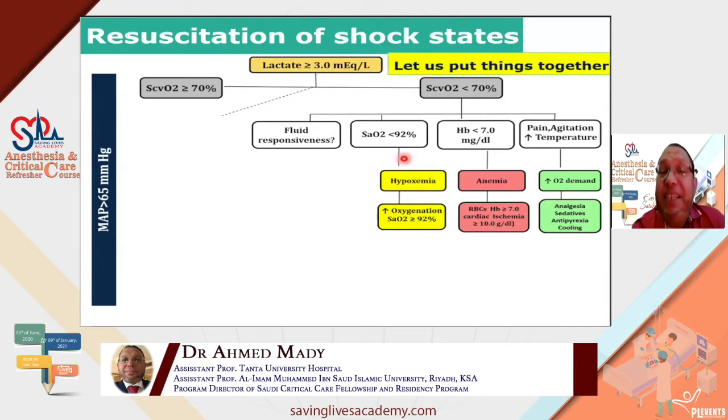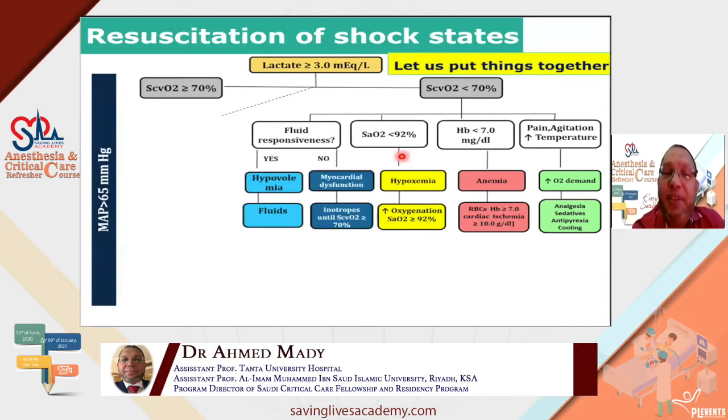If your patient is fluid responsive, give him fluids. If he's not fluid responsive, give him inotropes, until the central venous oxygen saturation goes higher than 70. Please take it one by one: from sedation, anemia, hypoxemia, then fluid responsiveness. Don't rush to fluid responsiveness without assessing the fixed parameters that affect central venous oxygen saturation.